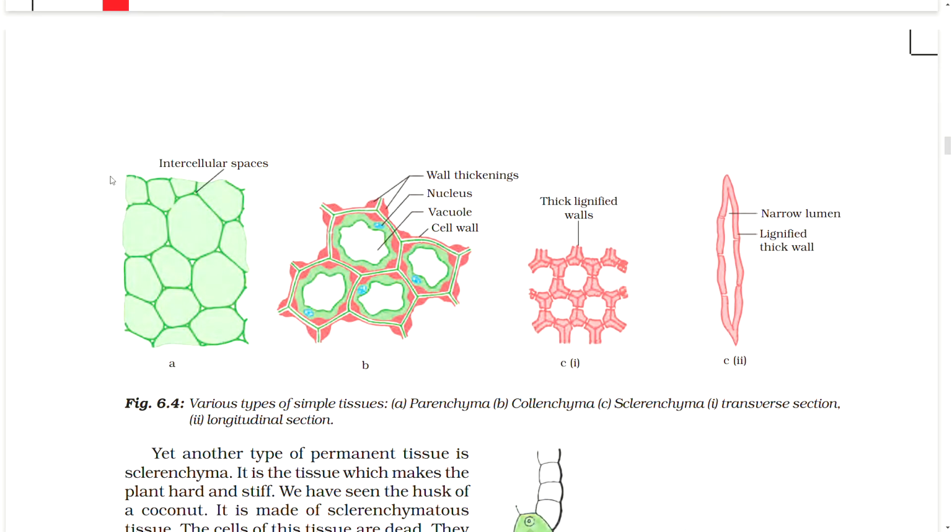Intercellular spaces. A. Wall thickenings, nucleus, cell wall. B. C1. Thick lignified walls. C2. Narrow lumen, lignified thick wall. Figure: various types of simple tissues: A. Parenchyma, B. Collenchyma, C. Sclerenchyma. 1. Transverse section, 2. Longitudinal section.